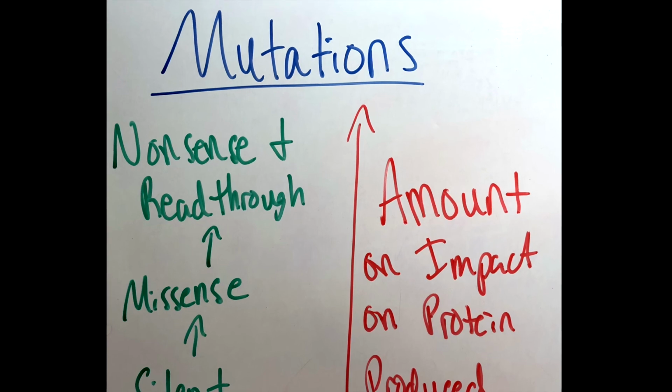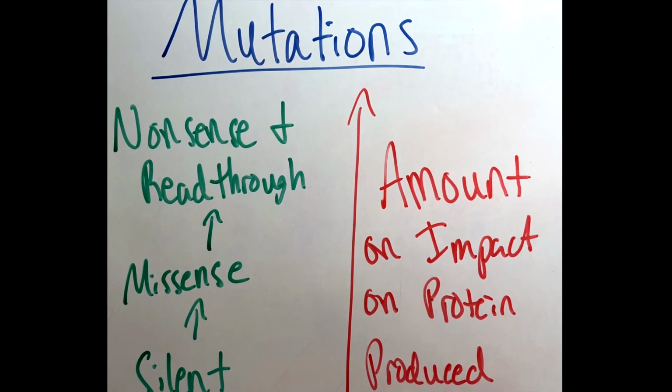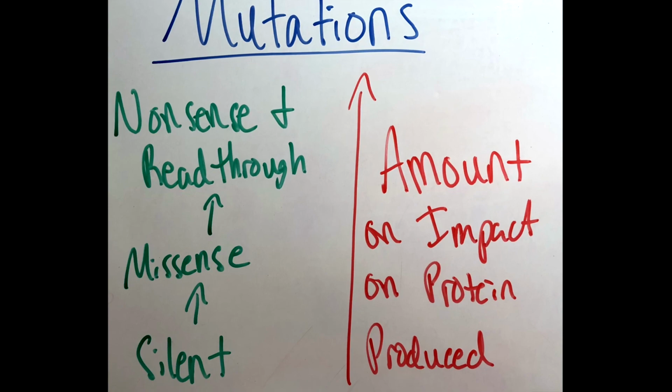Overall, mutations in single bases can cause minimal or huge change in amino acids produced when compared to the wild type.